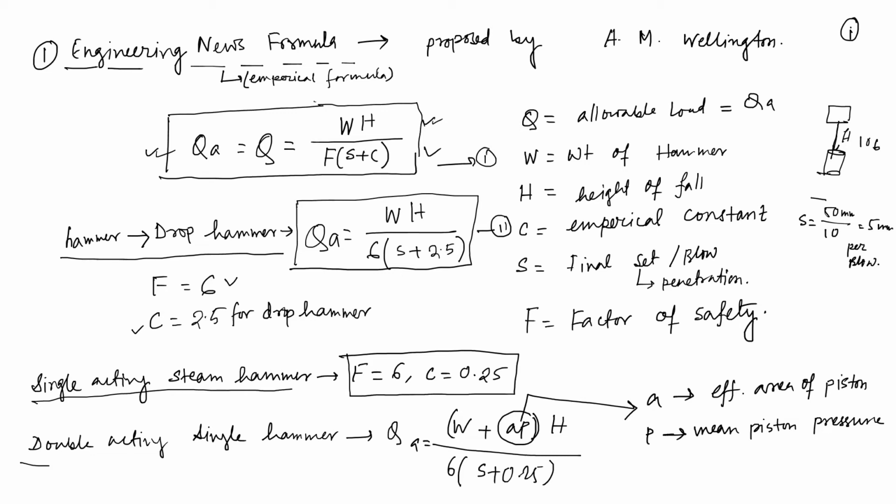If it is a double acting steam hammer, F and C are unchanged, but we add an extra term, that is AP, where A is your effective area of piston and P is your mean piston pressure. So that is the Engineer's new formula.